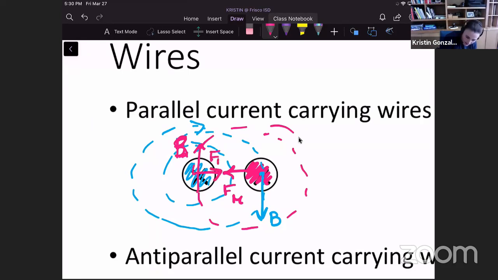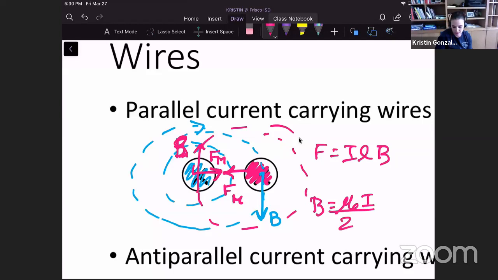And if these are equal currents, right? If we know that force is I times L times B, and we know that the B is mu naught I over 2 pi R, well, if they're equal distance apart and the current is the same through them, then we could say that they're equal amounts of forces acting on each other.